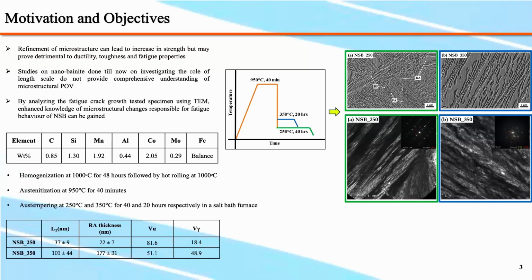We also determined the bainitic lath thickness using multiple SEM images and observed that the specimen austempered at a lower temperature showed finer bainitic lath thickness as well as retained austenite thickness as compared to the specimen austempered at the higher temperature.